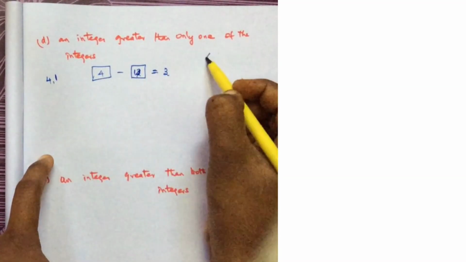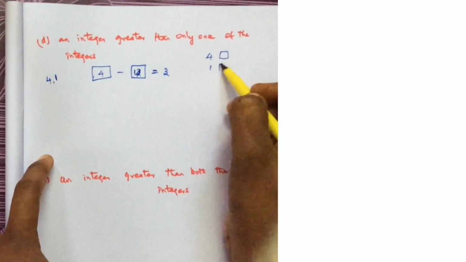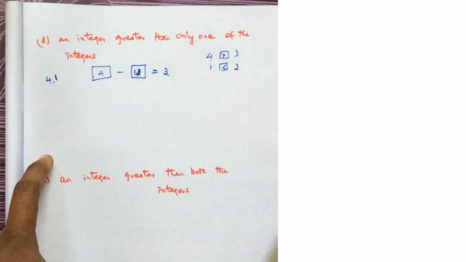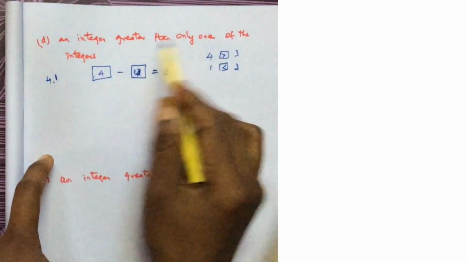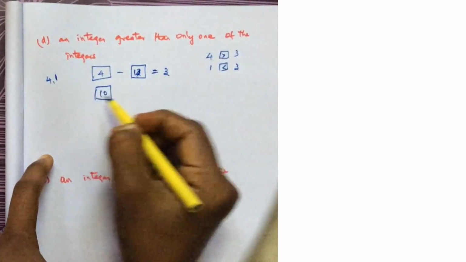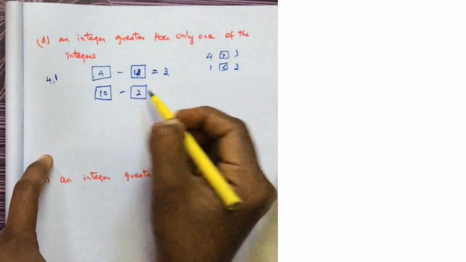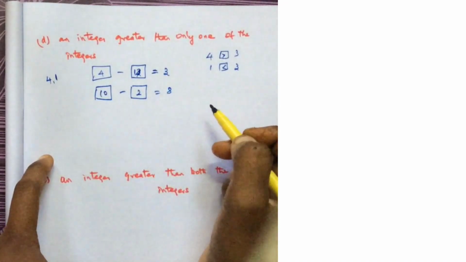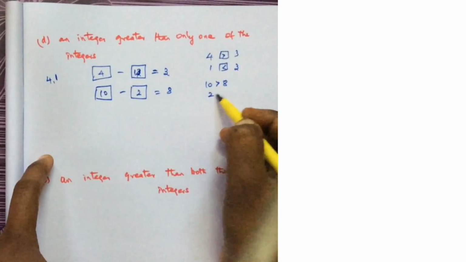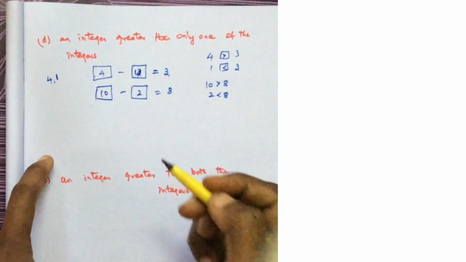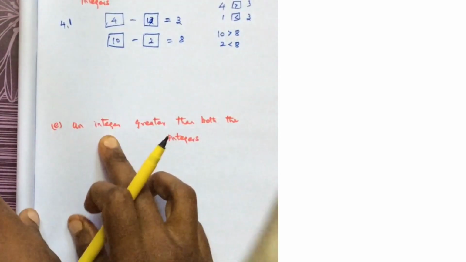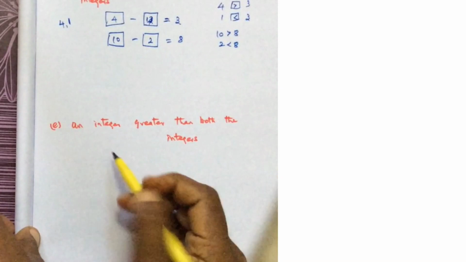So 3, if you see 4, 1 and compare it with 3, here it is greater and here it is lesser. So this 3 is greater than one of the integers. The next is 10 minus 2, that is equal to 8. So 10 is greater than 8 and 2 is less than 8. These are the examples. And the last is an integer greater than both the integers.